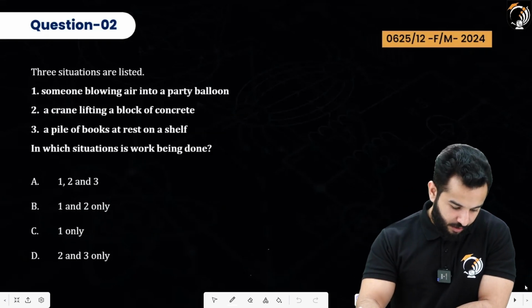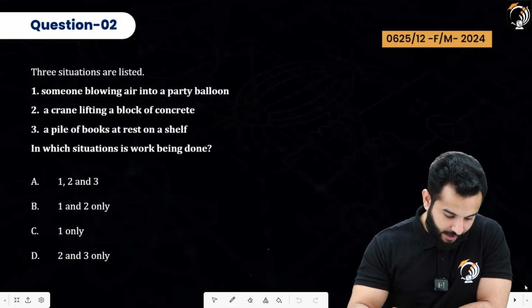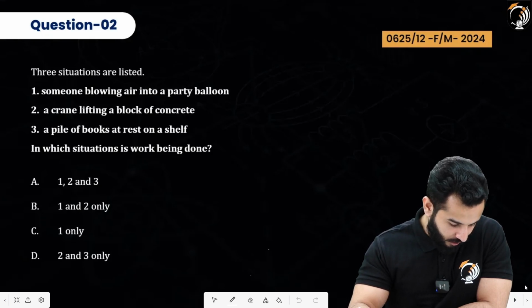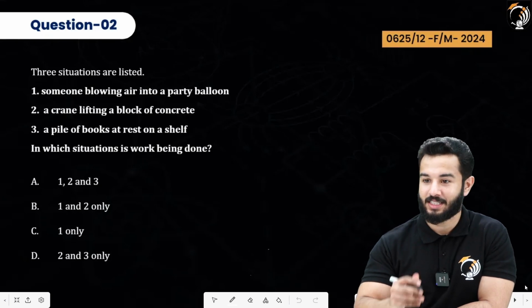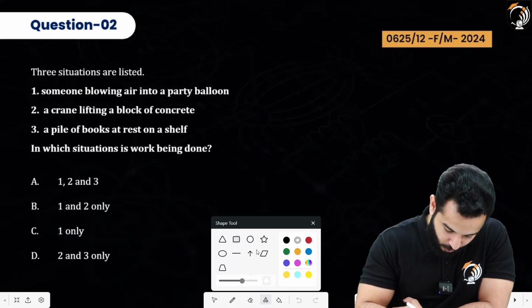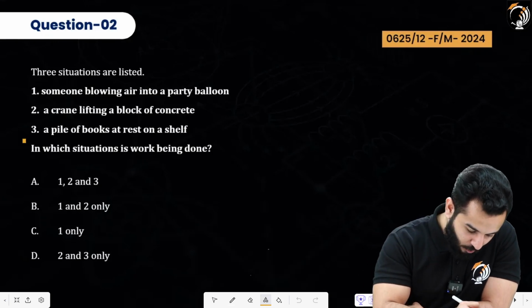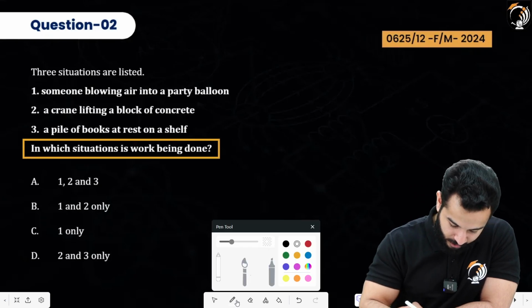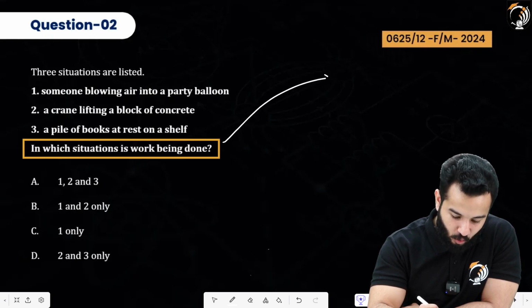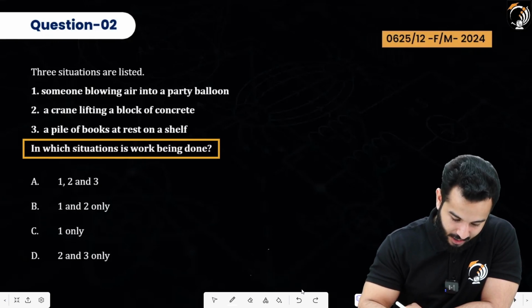Three situations are listed: someone blowing air into a party balloon, a crane lifting a block of concrete, a pile of books at rest on a shelf. In which situation is work done? Now this is very important, and we can easily answer this question because we have completed work done. For work, two things are very important: force must act on the body, and the body must move in the direction of the force, right?